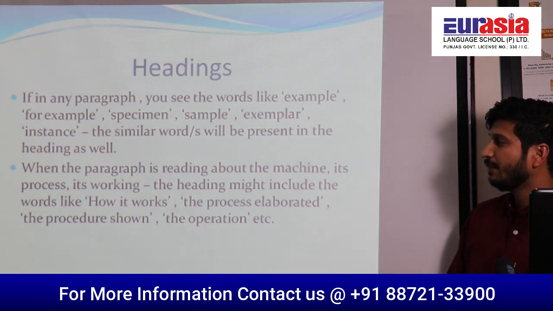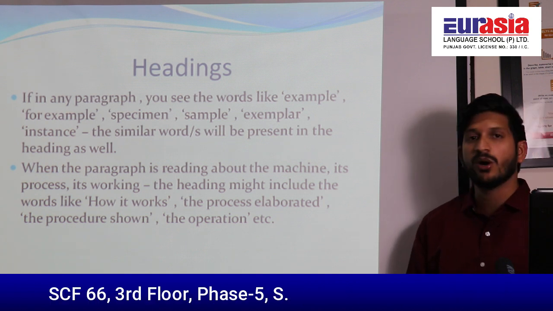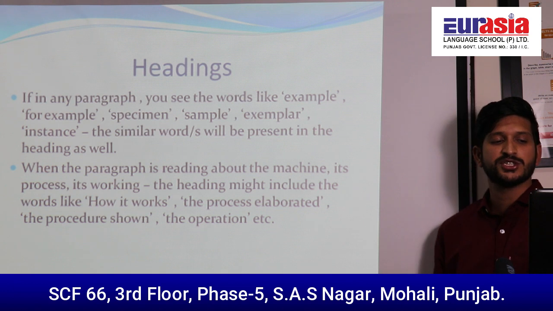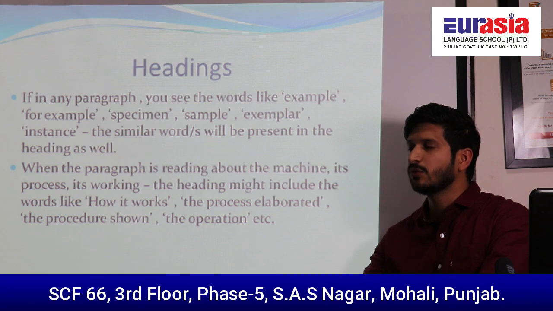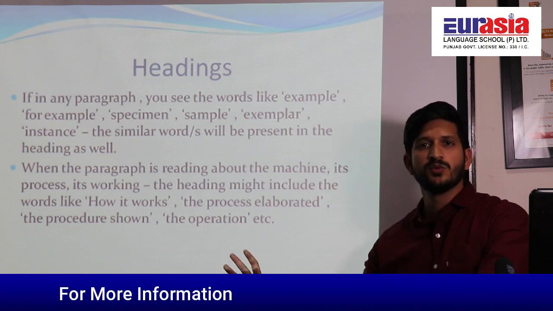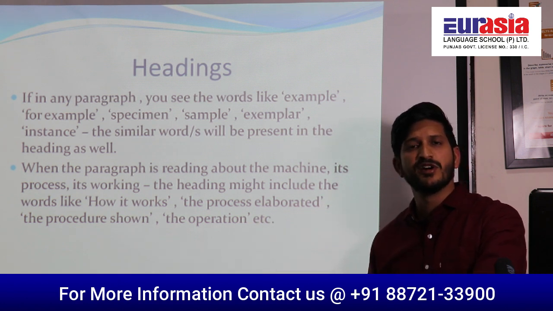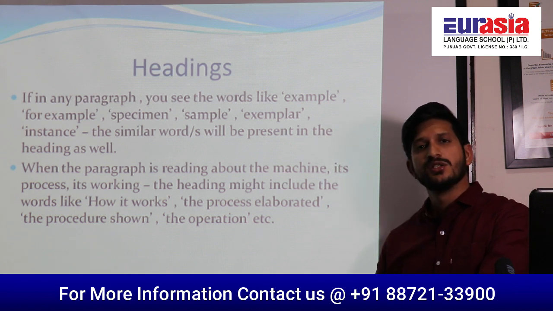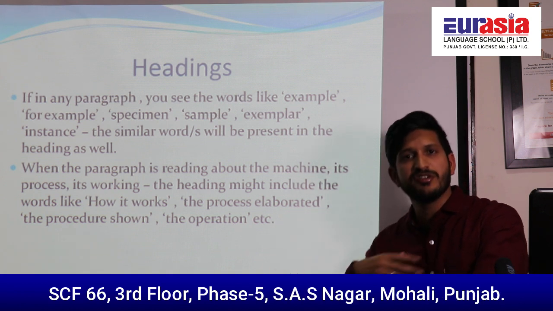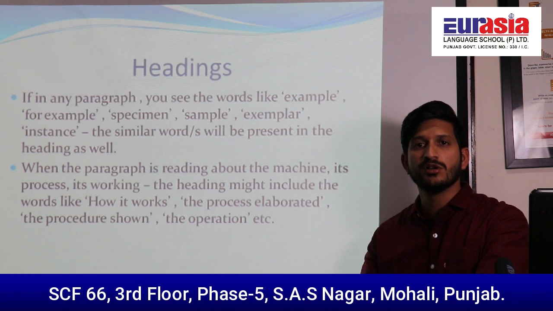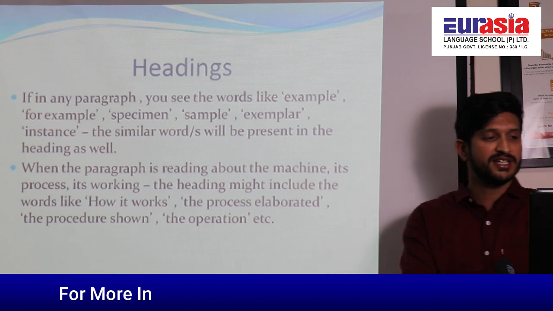When the paragraph is reading about a machine, its process, its working, the heading might include words like how it works, the process elaborated, the procedure shown, the operation, etc. Let's take one example. They say the coffee maker is working at its 100% efficiency. So the similar context will be given in the paragraph as well, showing you the process, how the coffee maker is making the coffee, how the coffee maker is making the coffee delicious. That is how the indication is there that it is going to fit.